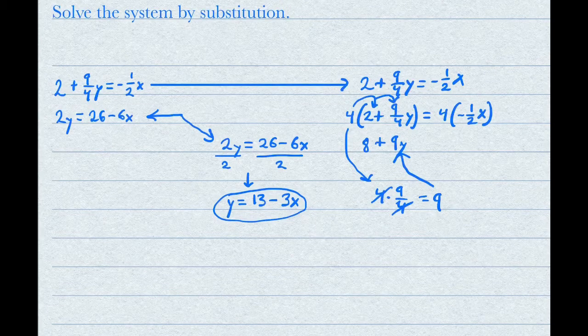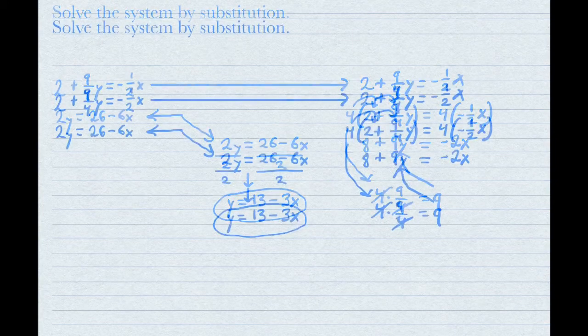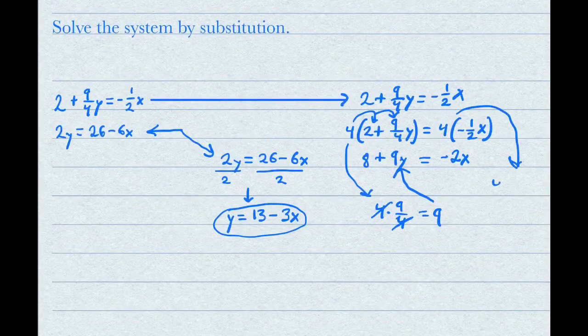Now on this side, it's going to be equals 4 times -1/2 is -2. So you have -2x. That comes from the same idea, where you have 4 times -1/2. The 4 is going to multiply into the 1, so you'll have -4 over 2. Which equals -2, and that's where that comes from.